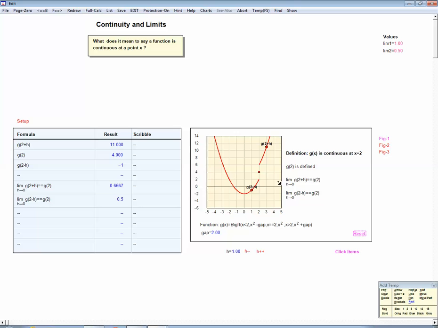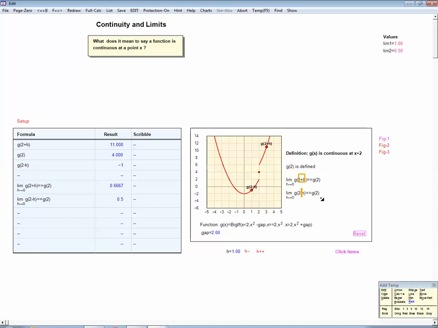The formal definition is the following, and you always state the definition at a particular point. So for instance, we would say g of x is continuous at x equals 2 if the following three conditions are met. First of all, g has to be defined at the point we're talking about. So g of 2 has to be defined. And the upper limit has to equal g of 2. And the lower limit has to equal g of 2. Notice the difference between these two formulas. This one has a plus h in there. This has a minus h in there. And we're going to be assuming that h is positive.